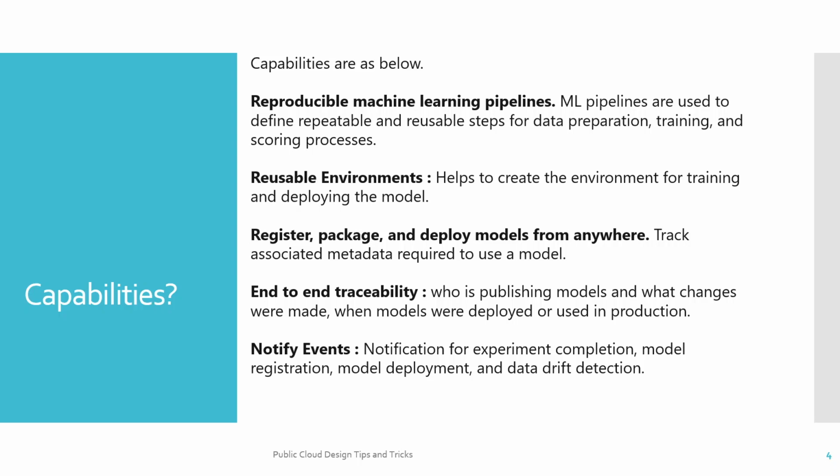Next, to register, package and deploy models from anywhere, it associates the metadata required to use the model, and then end-to-end traceability: who is publishing the model, what changes are being done in the model, and when the models are deployed, all the necessary activities for traceability. And then notification of events, for example when the model registration happens, when the model deployment gets completed, all these things.